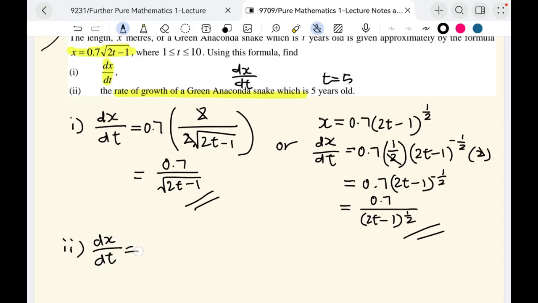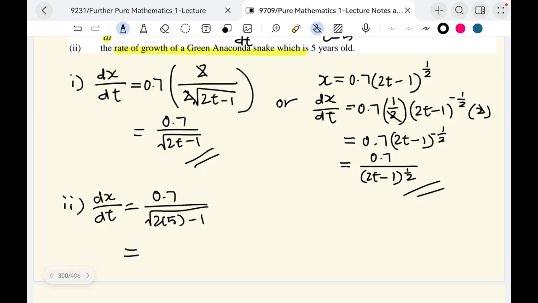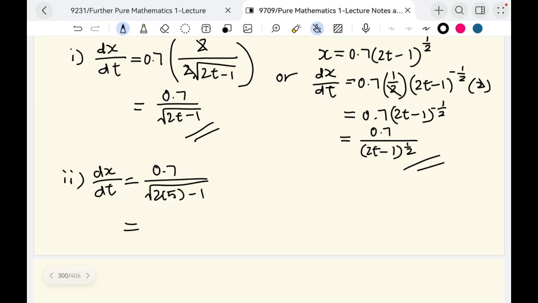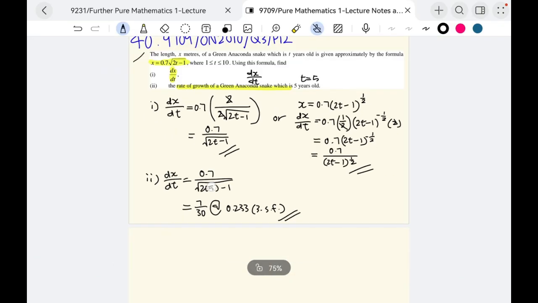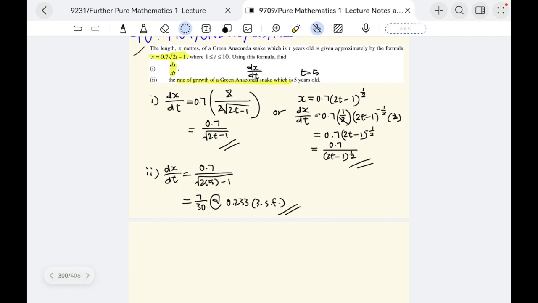So just substitute t equals 5 inside the equation only. That's enough. So just press your calculators. You will get 7 over 30. In decimal, it's 0.233 in 3 significant figures. That's all for this question.